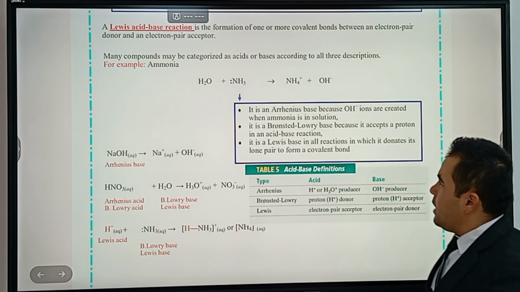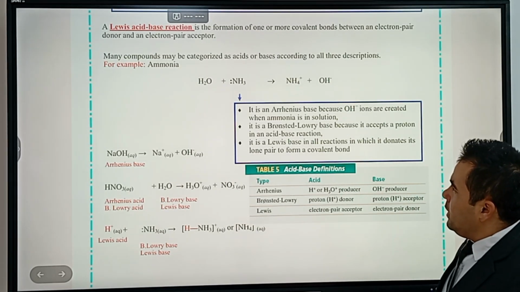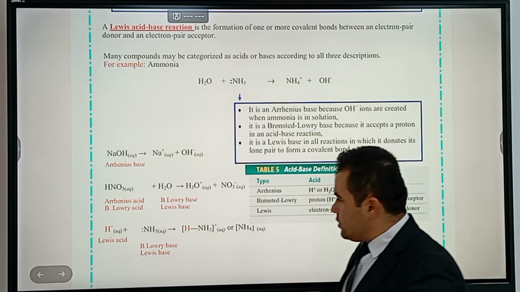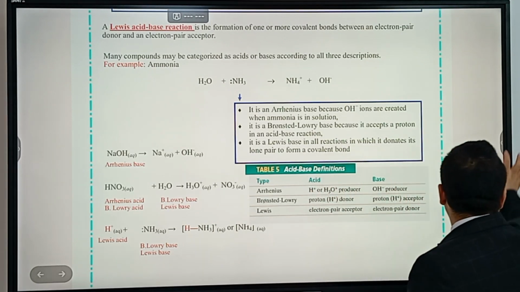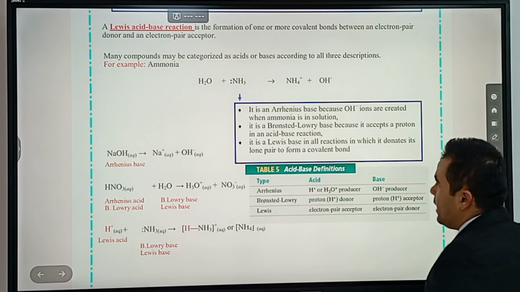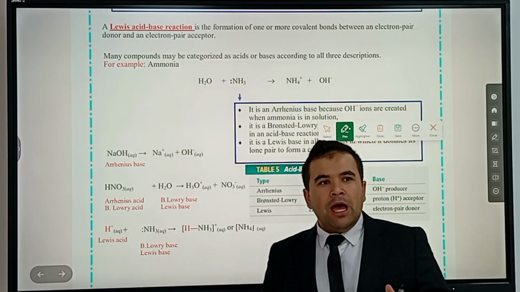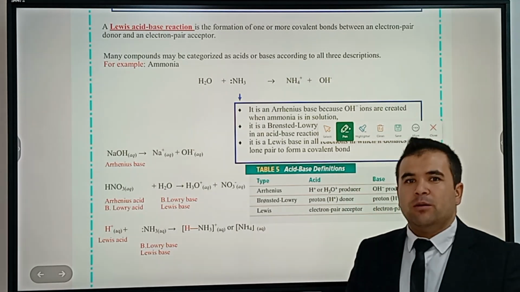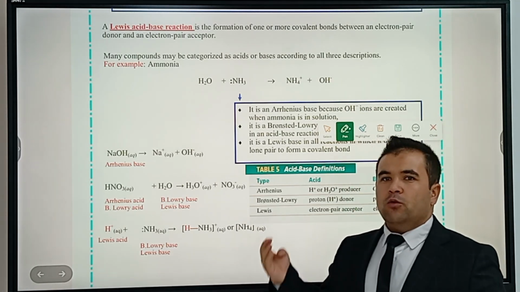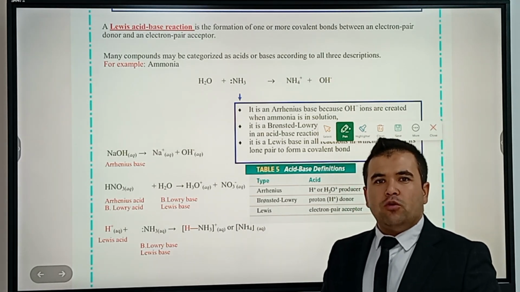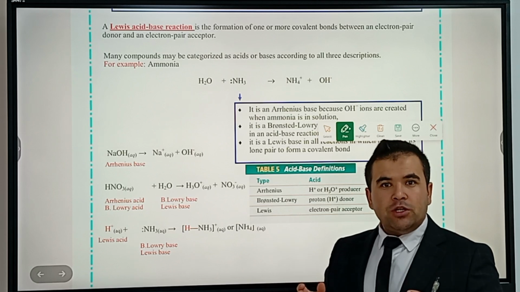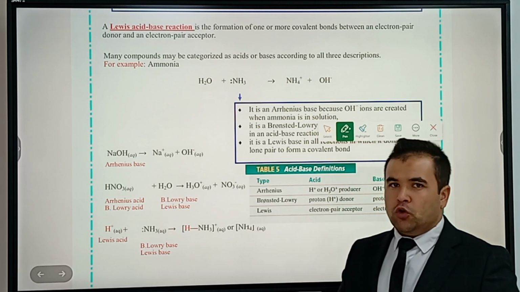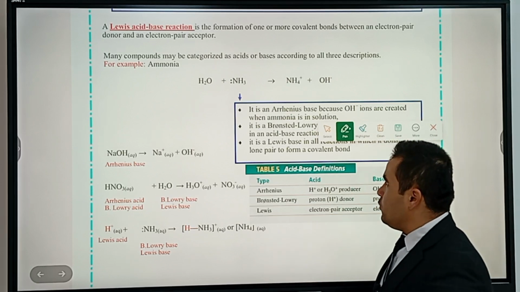Guys, in the previous session, we talked about the Lewis definitions with the Bronsted-Lowry as well. If you remember, we said the Bronsted-Lowry acid-base definition depends on the donation and acceptance of a proton, and the Lewis definition depends on the donation and acceptance of a pair of electrons to form covalent bonds.